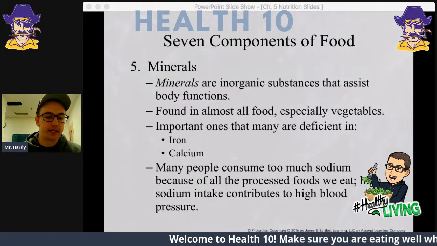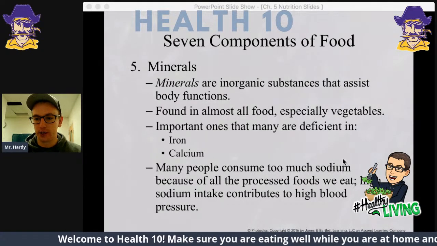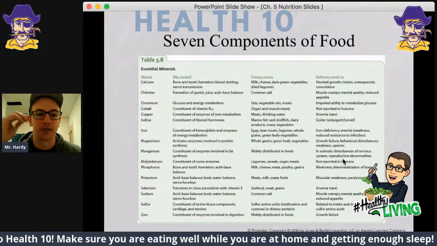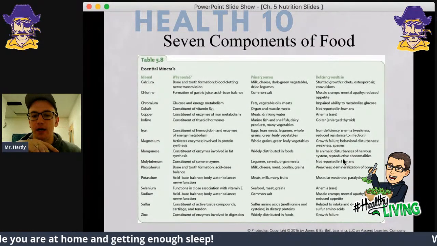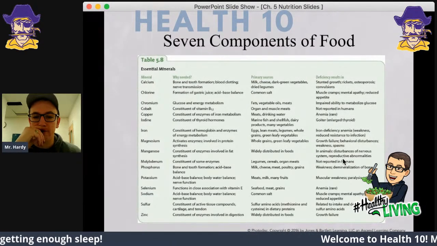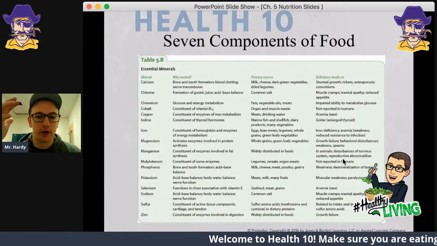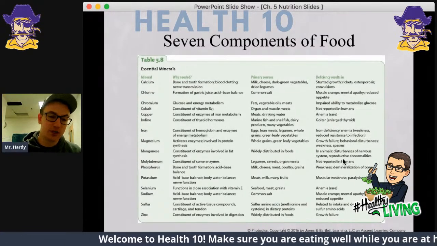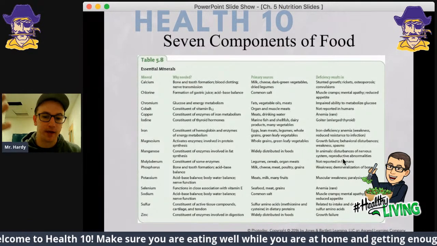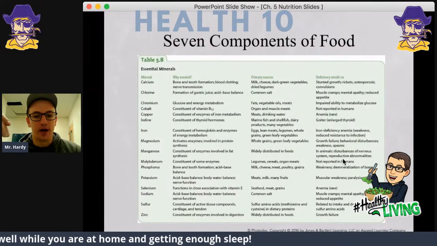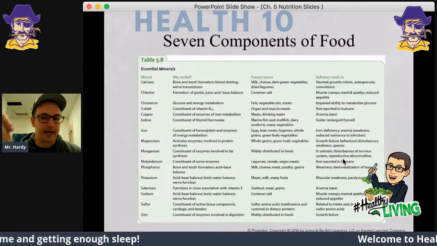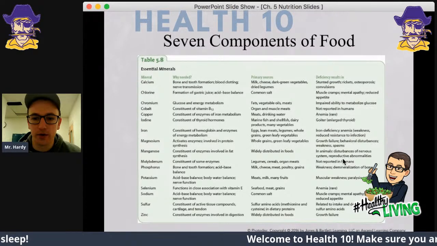High sodium intake can contribute to high blood pressure, which in turn can lead to heart disease and things like that. So we eat way too much sodium. We'll talk about that here in a second. Some of the essential minerals that we have are calcium, chlorine, chromium, cobalt. Like I said, the ones we need to worry about are iron, calcium, and sodium. You need to get more iron and calcium, and you need to get less sodium. You're not looking to see where you get more iodine. And we can see some of the primary sources.